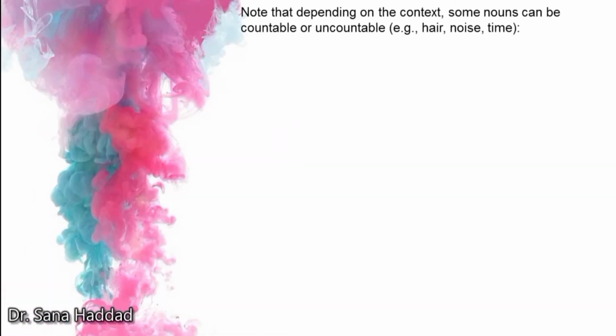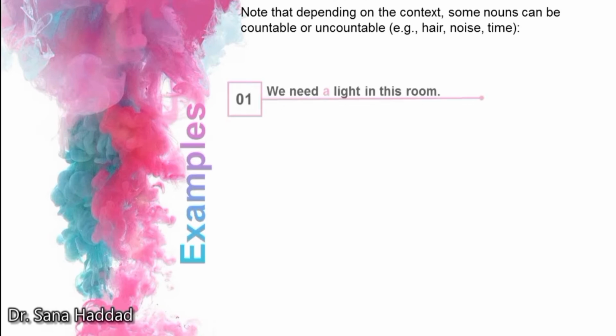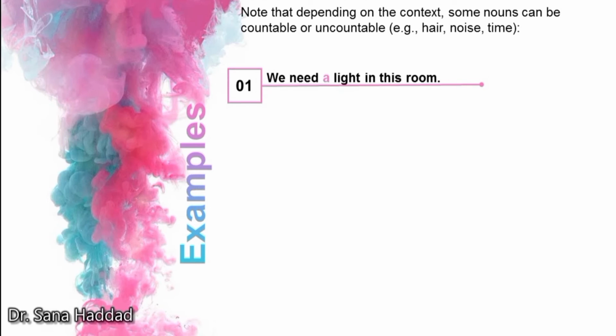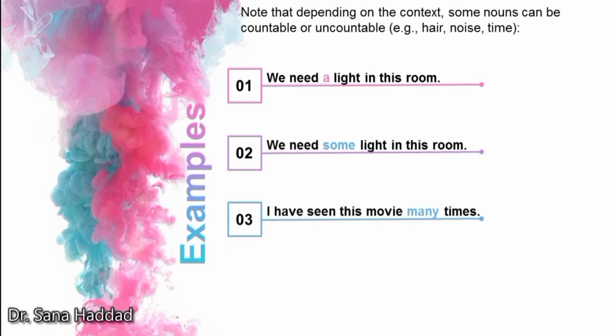Note that depending on the context, some nouns can be countable or uncountable. For example, hair, noise, and time. Look at the following examples. We need a light in this room. We need some light in this room. I have seen this movie many times. I need some time to think.